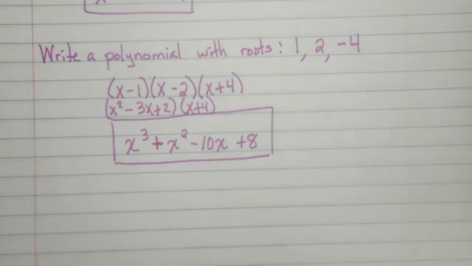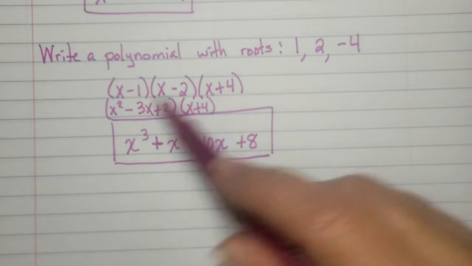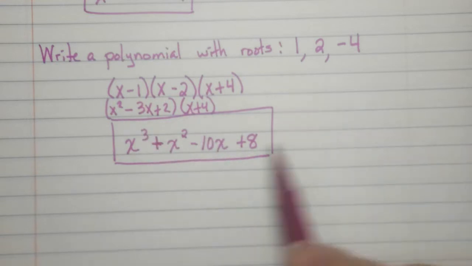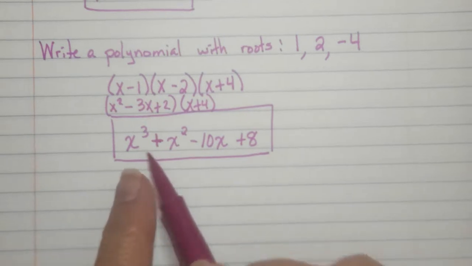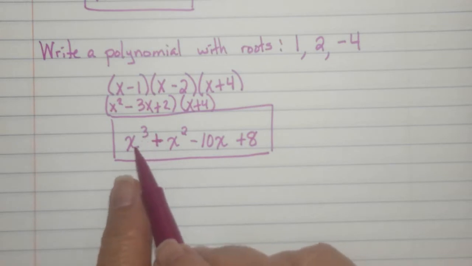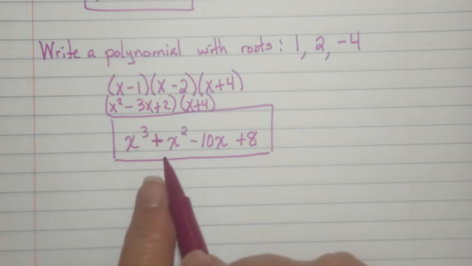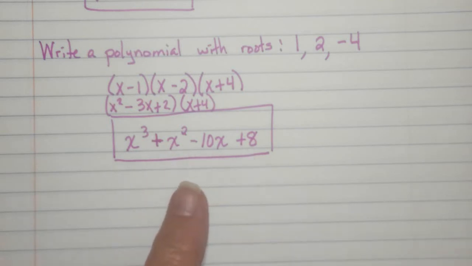But just know that if you're working with partners and one of you distributes one direction and one of you distributes the other direction, you're going to have all the same numbers, but they might be in a different order until you combine your like terms. Once you combine your like terms, you want your polynomial written in descending degree, right? So we want to start with x cubed plus x squared minus 10x plus 8.